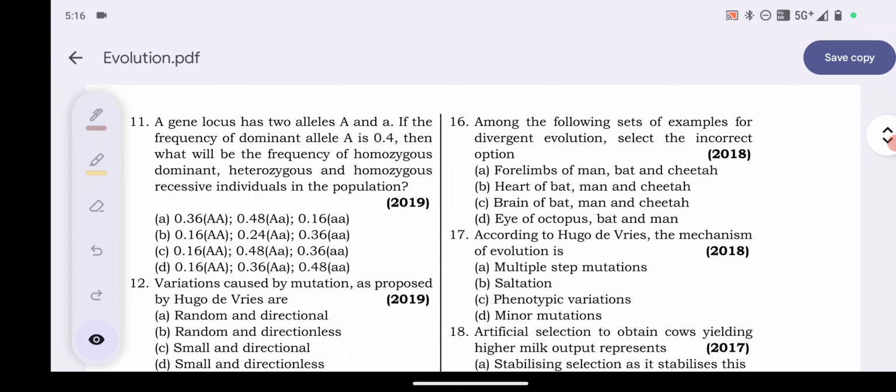रिसेसिव एलील फ्रीक्वेंसी Q इक्वल टू 1 माइनस 0.4, तो 0.6 आ गया आपका रिसेसिव एलील. इंडिविजुअल दैट आर होमोजाइगस डोमिनेंट दैट इज AA कैपिटल में दिया गया है, जिसका स्क्वायर करो तो P स्क्वायर आ गया. P स्क्वायर 2PQ Q स्क्वायर. ये लगा के अगर आप सॉल्व कर दोगे तो आपका आंसर कितना आ जाएगा? योर आंसर विल बी ऑप्शन नंबर सी. Okay, C option will be the answer. And next one, so 11 का आंसर क्या है? ऑप्शन सी.